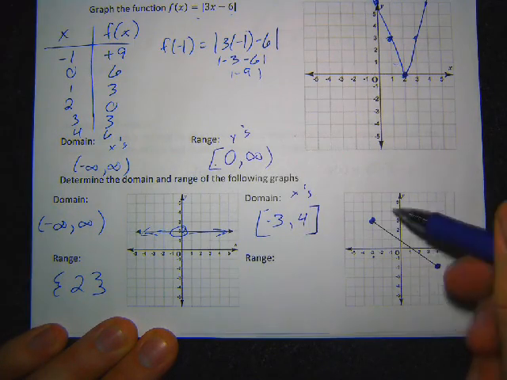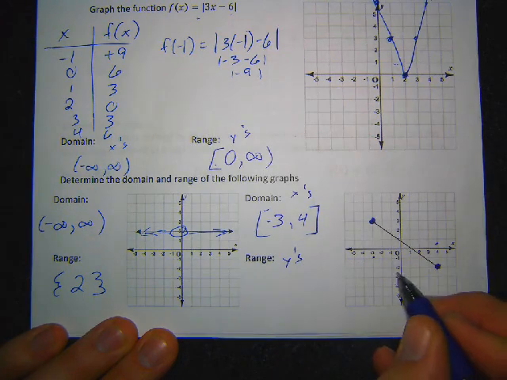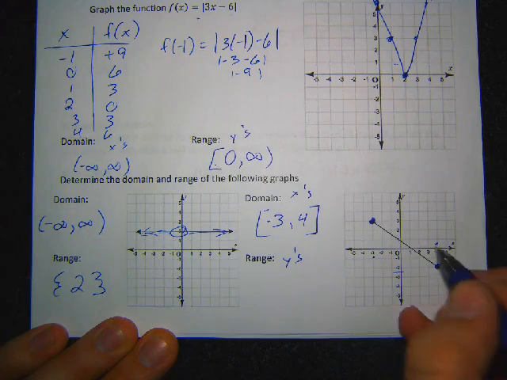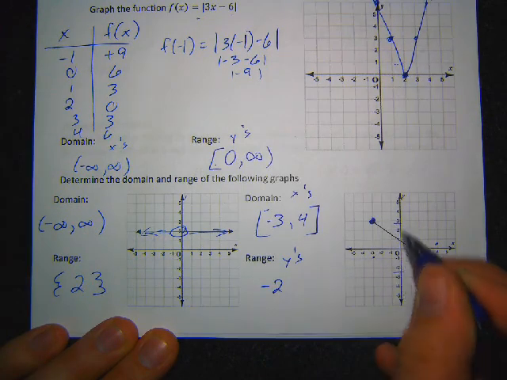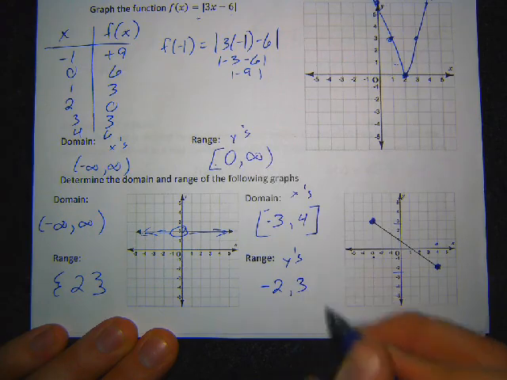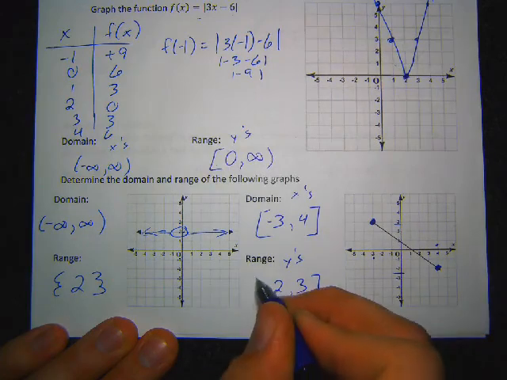If I do the range, that's my y's up and down. So in range, you can see you start at negative 2 and you go until you hit 3. So the range, you're going to start from the bottom and go up to the top, so negative 2, 3. And again, we hit those values because it was filled in circles. That's going to be our range.